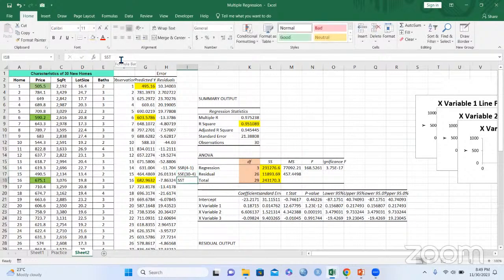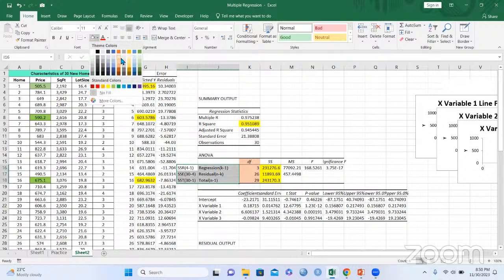Sum of squares of total: this is simply n minus 1. If we see this total, it is going to be n minus 1 degrees of freedom. If you see any textbook, you'll see it like this only. Coming to the regression, it is going to be k minus 1, number of variables minus 1. And coming to the residuals, it is going to be n minus k. Okay, so this is how you have to read this particular table.